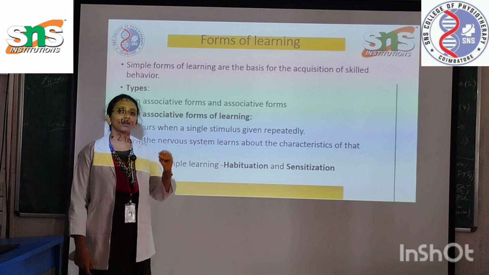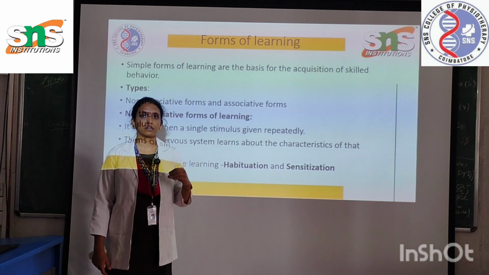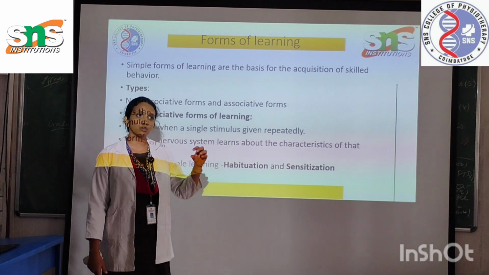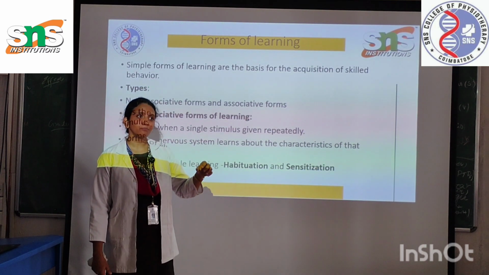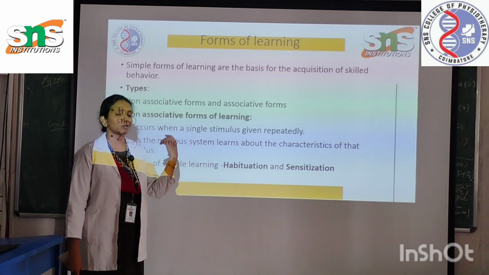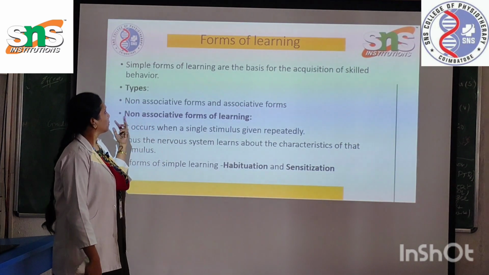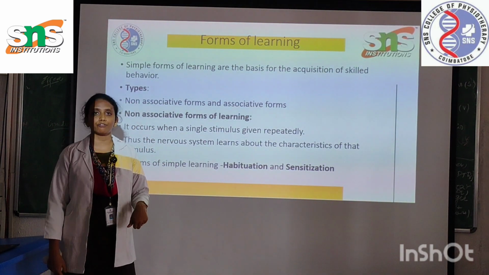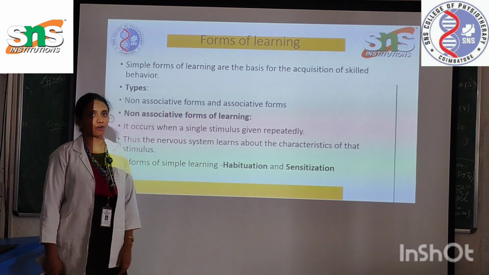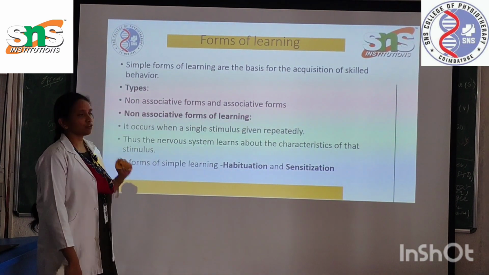So the next is, what are the different forms of learning? How can a human learn some movements or some characteristics from the environment or with the help of tasks? That was classified into forms. Basically there are two forms of learning. One is the non-associative form of learning. The other one is the associative form of learning. So, the non-associative form of learning.